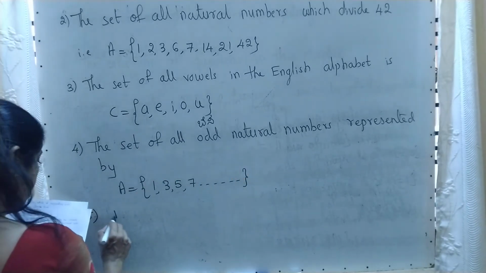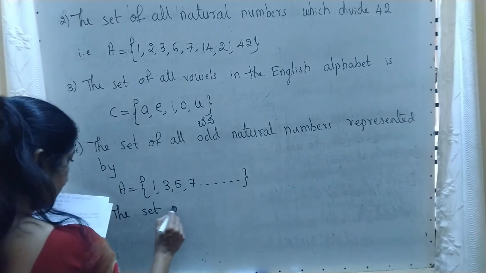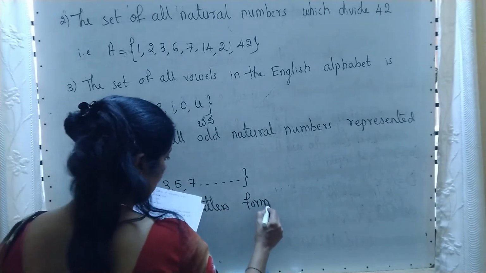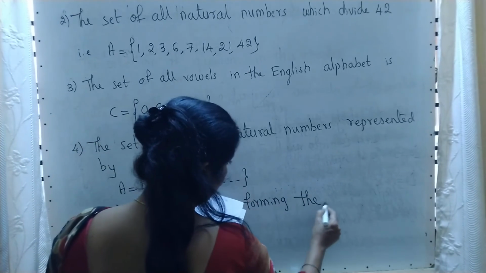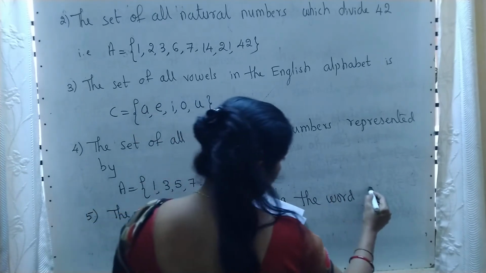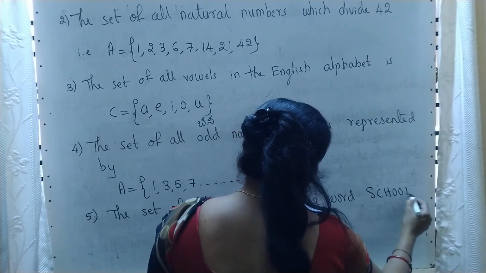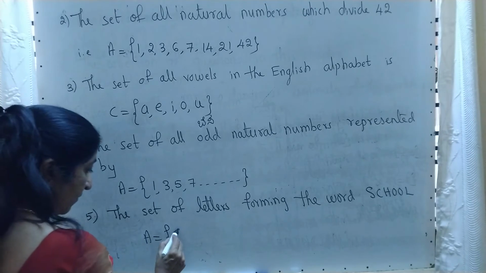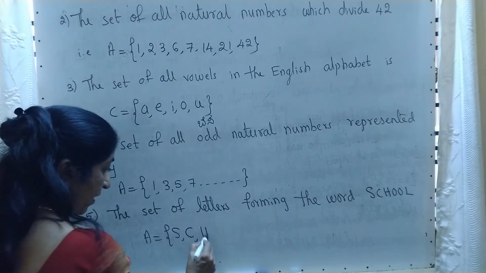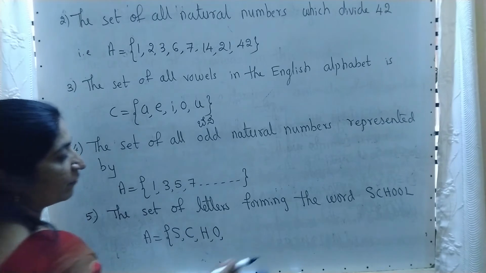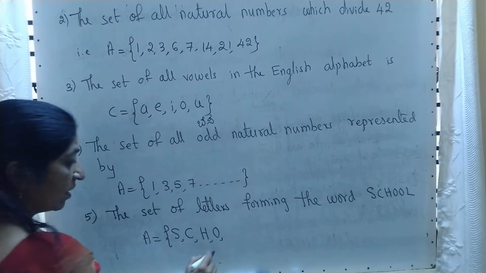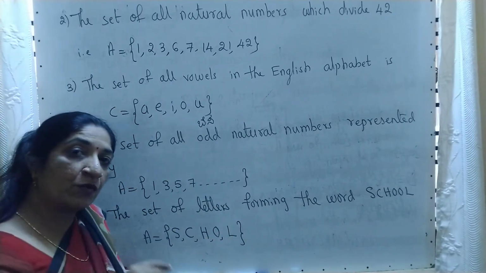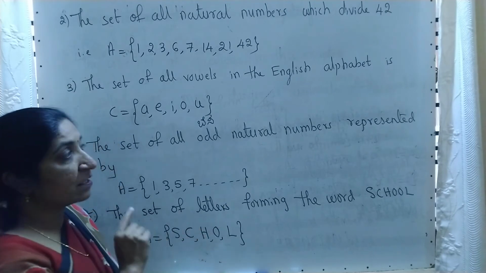Next, fifth one, the set of letters forming the word school. Here you have to write the letters in the form of a set. Let us take the set A. First I am writing S, comma, C, comma, H, comma, O. And remember one thing, if a letter is repeated, don't write it twice, write it only once. So like this we are writing. That means the statement is given, and according to the statement we have to write the elements. This is the roster form.